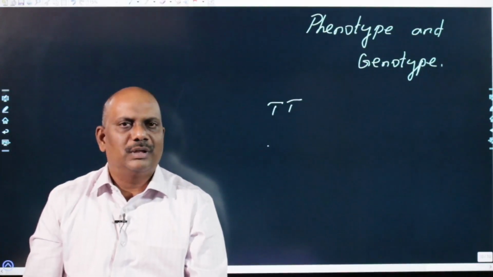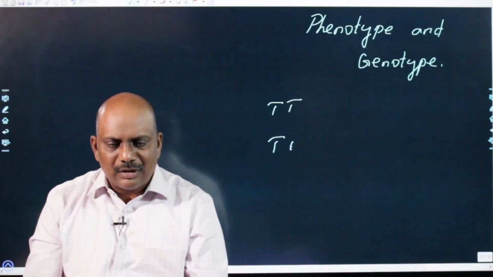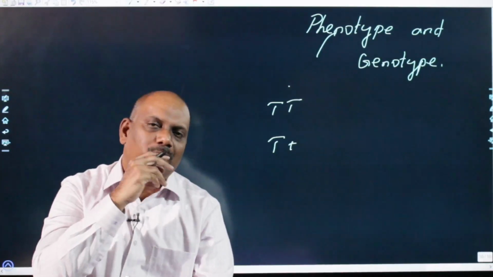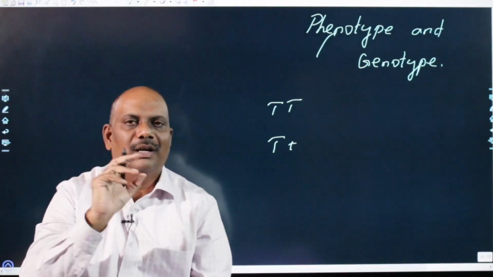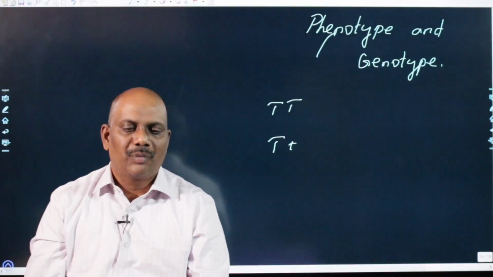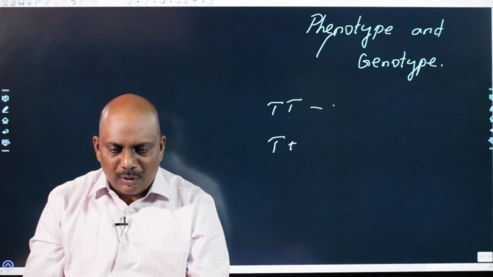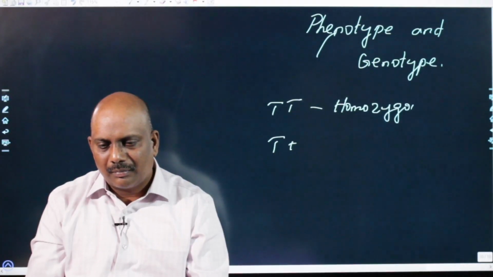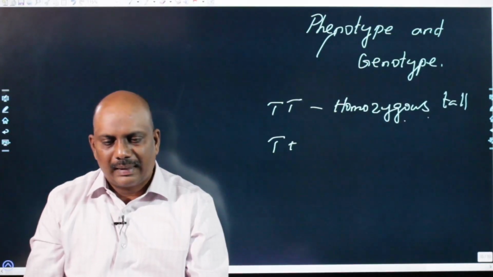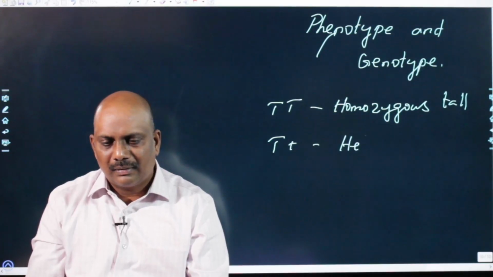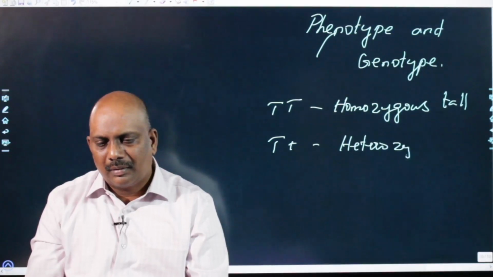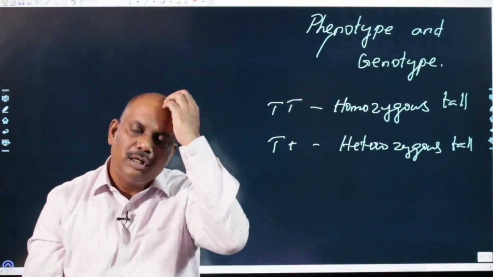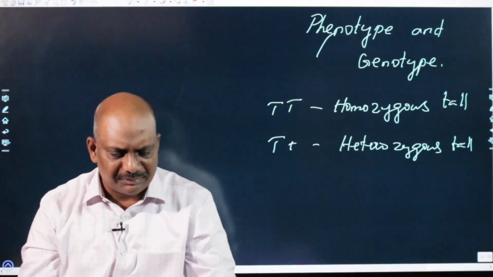This plant is also tall. This is also tall. So phenotypically, both the plants are tall, but genotypically, both the plants are not the same plant. This is homozygous tall, and this is heterozygous tall. So are you okay with the terms homozygosity and heterozygosity?